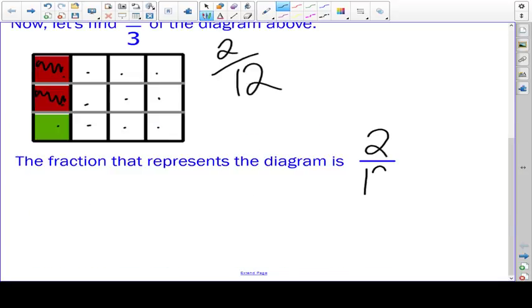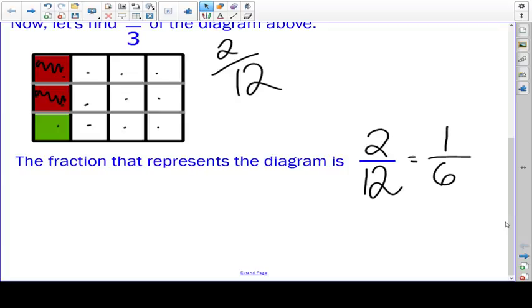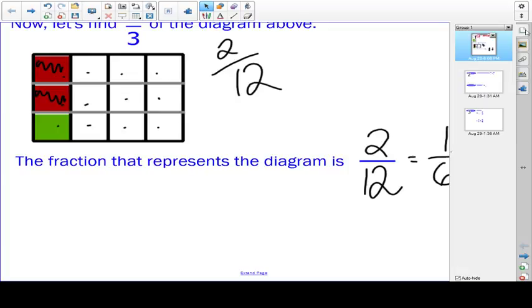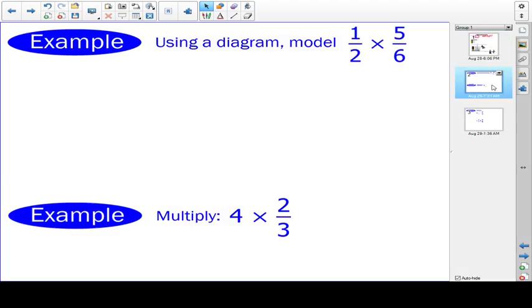And of course, like we do with any fraction operation, we can take that and we can reduce it. 2/12 can be rewritten as 1/6. And we get that by dividing both 2 and 12 by 2. Okay? All right. Now, let's do a few more examples.